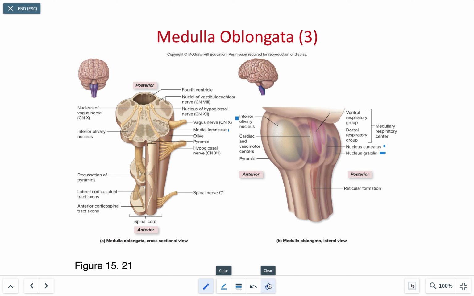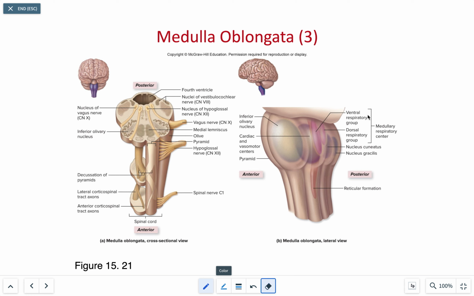We also see this area is very important for the cardiac and vasomotor centers. So the cardiac center is going to regulate the heart rate and the strength of contraction. And then the vasomotor centers, which are also housed in this dark purple area, are going to control the blood pressure by regulation of the smooth muscles in the walls of the arterioles to alter vessel diameter, such things as vasodilation and vasoconstriction.